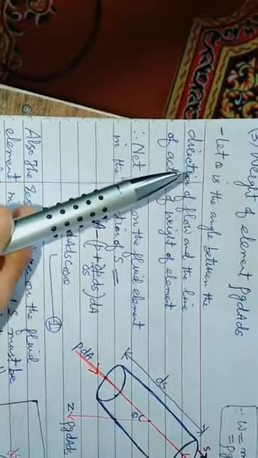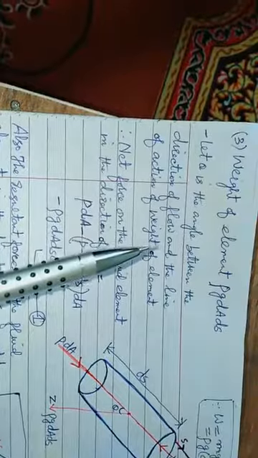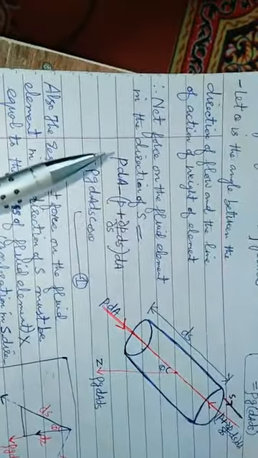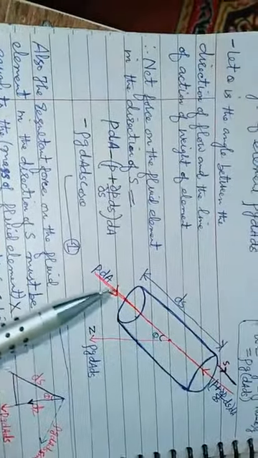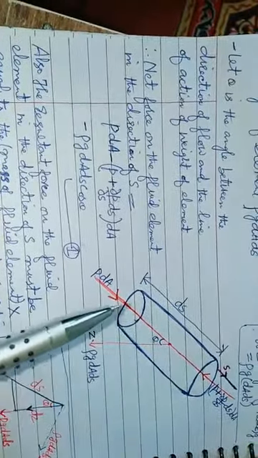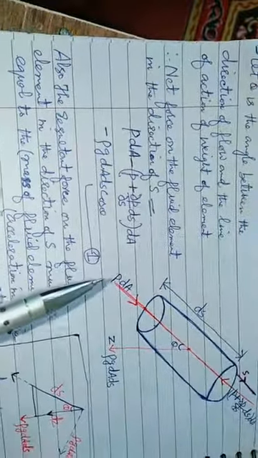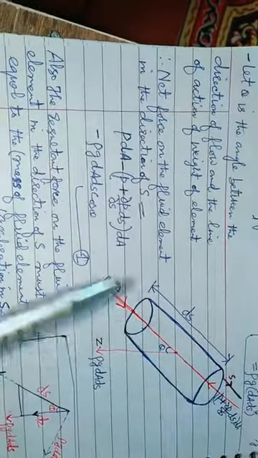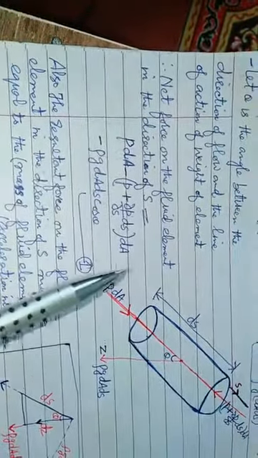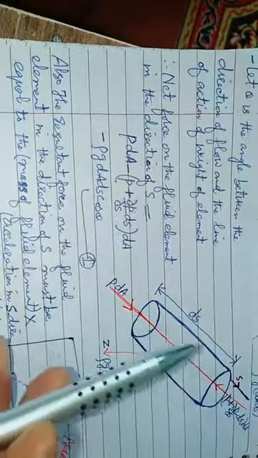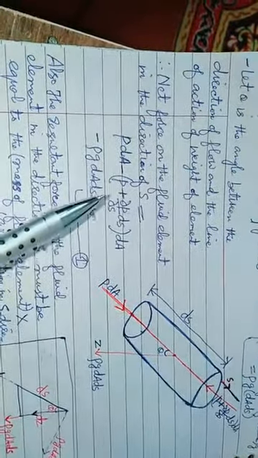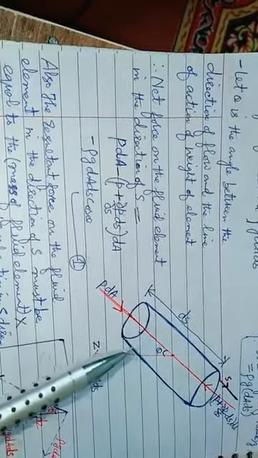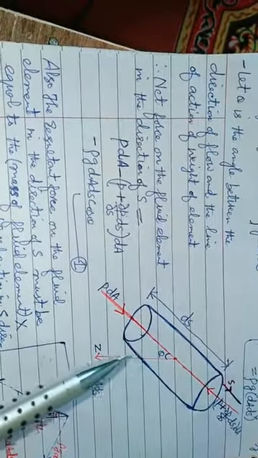You can see here I have written that theta is the angle between the direction of flow and the line of action of the weight of the element. The net force on the element in the direction of s: if you take this direction as positive and this direction as negative, then the net force will be equal to pdA along this direction, and minus this force, which is opposite to this. Also, one component of the weight will be along this direction, as I have shown here.